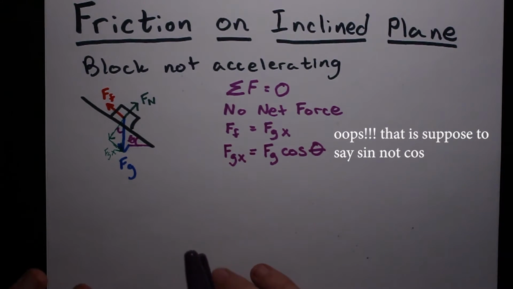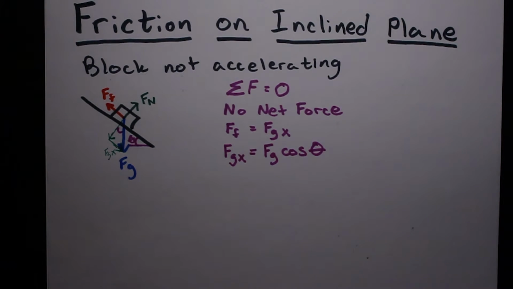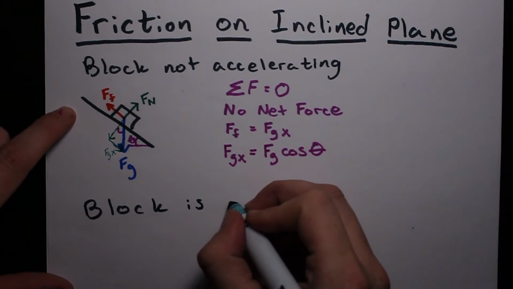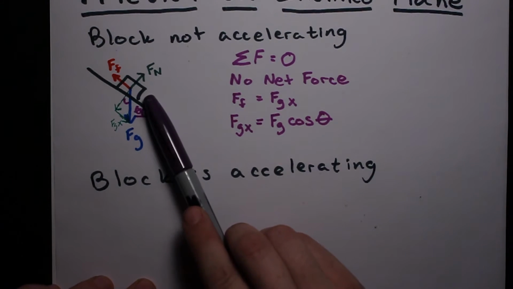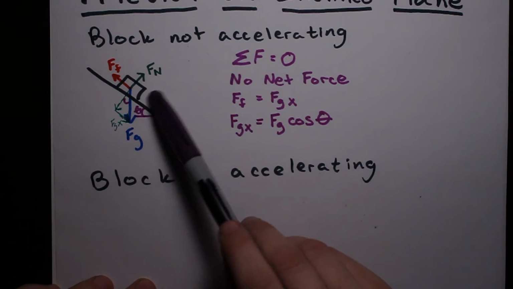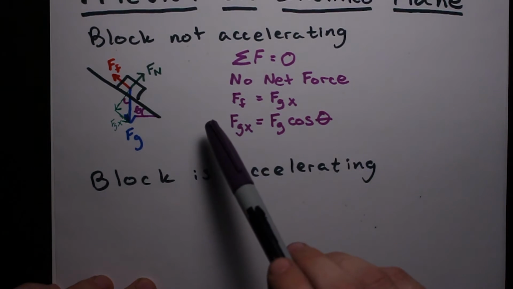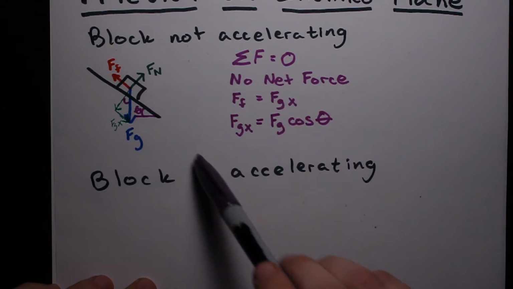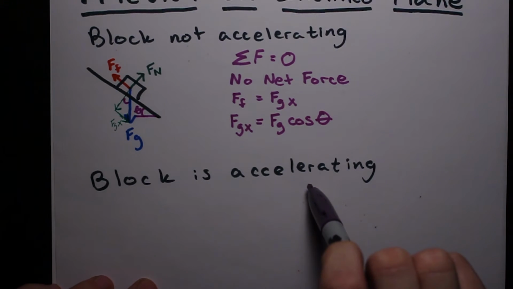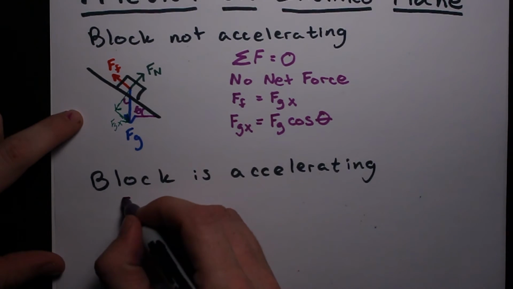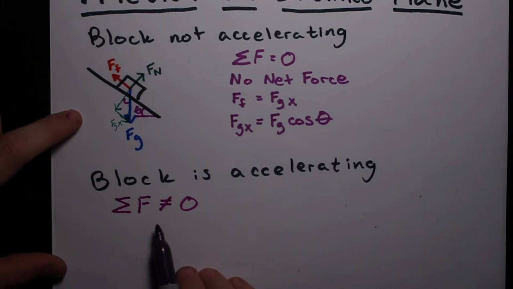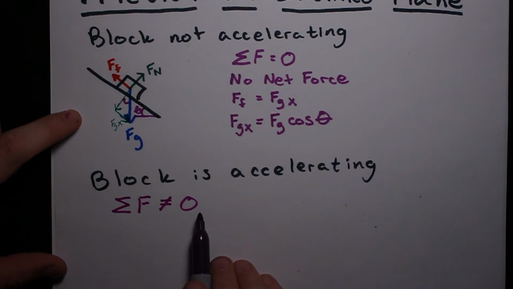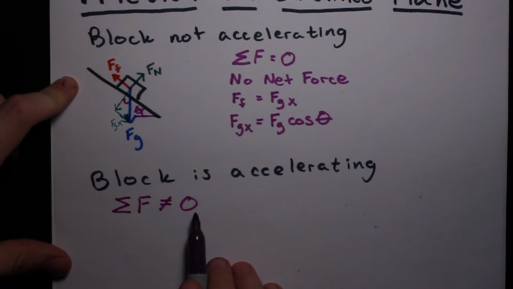Now, what if the block is accelerating? Well, if this block up here happens to be accelerating, that means that the forces are unbalanced. According to Newton's second law, if an object is accelerating, then there's an unbalanced force going on. So, with that said, we can say the sum of all the forces is not going to be equal to 0. So there is going to be some unbalanced force.